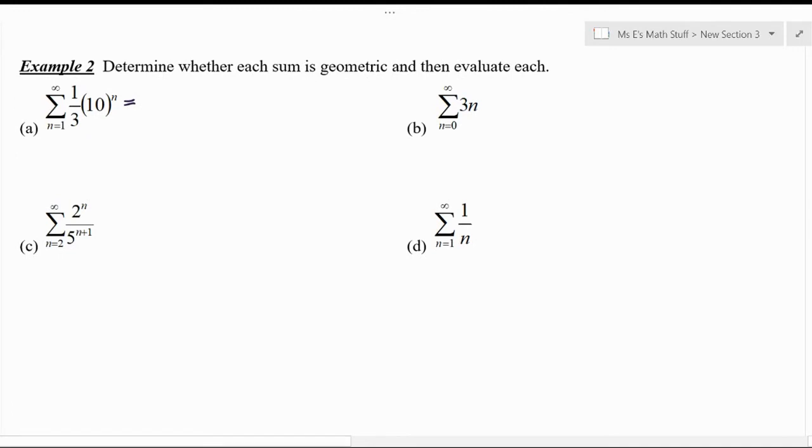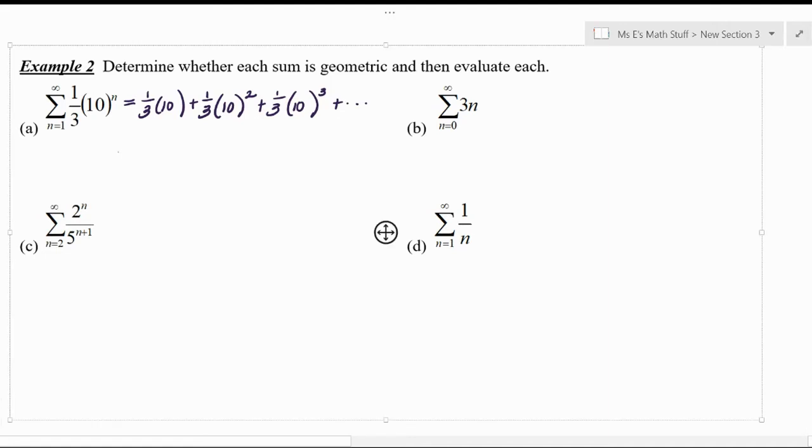And you don't even have to do very much simplification. You can say, okay, well, the first term is 1/3 times 10, and the second term is 1/3 times 10 squared. Third term is 1/3 times 10 cubed, and so on. I hope it makes sense that the terms themselves are approaching infinity. So if you add up infinitely many of these values, you're definitely going to get infinity.